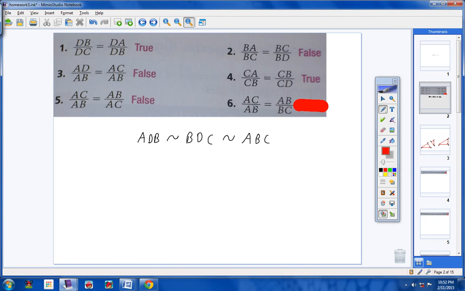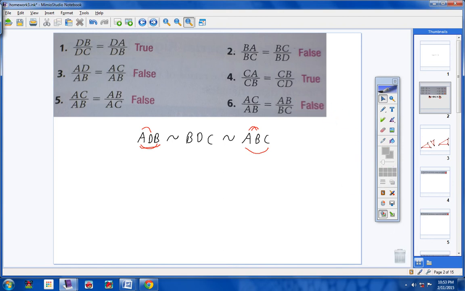Alright, let's take a look at this one. AC over AB equals AB over BC. There's no BC over here, guys. Okay, let's look at it again. AC over AB equals AB over AD. It's not AD, it's BC. That is totally not going to work, okay?